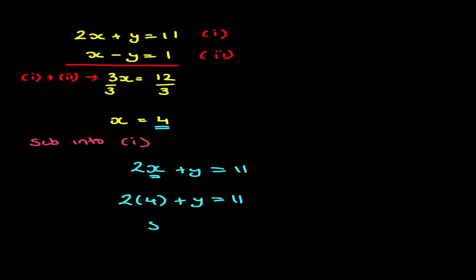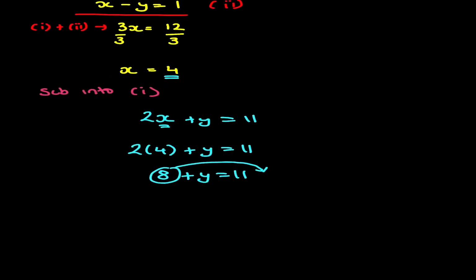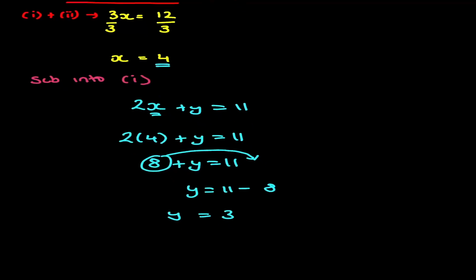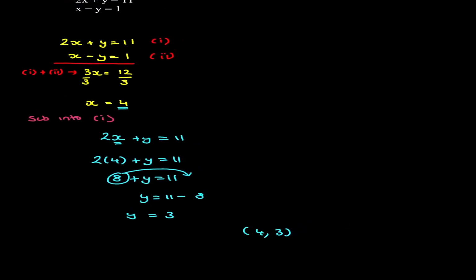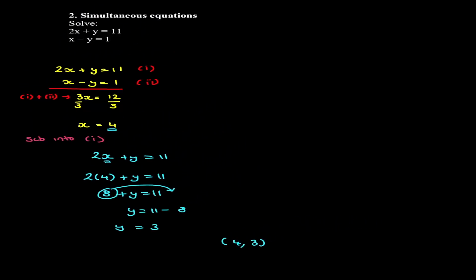2 times 4 is 8. So you've got 8 plus y equals 11. We want to isolate the y, so you're going to bring this 8 across to this side. So y equals 11 take 8, which is 3. So my solution is x equals 4, y equals 3. So good work if you got that simultaneous equation right. You could have done, like I said, substitution, and you would have got the same answer.